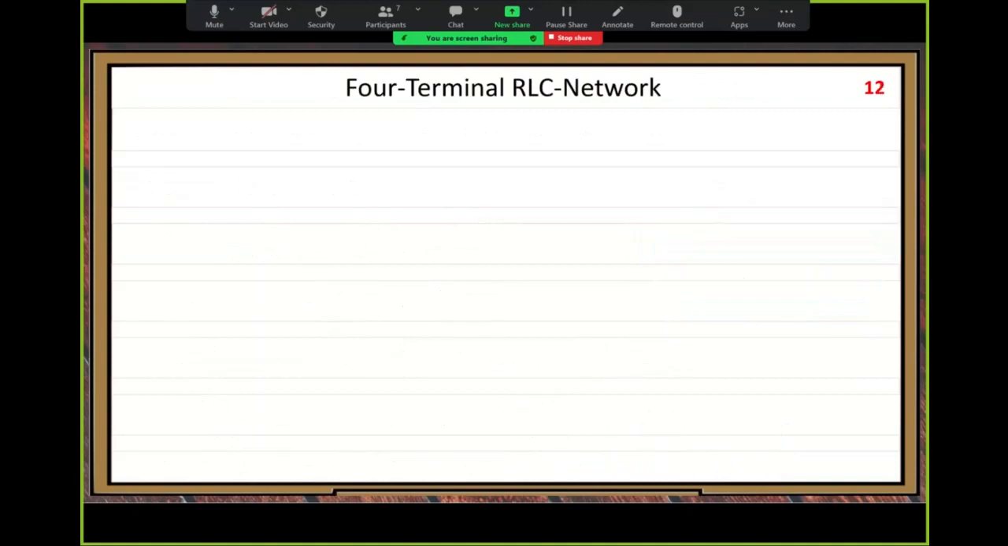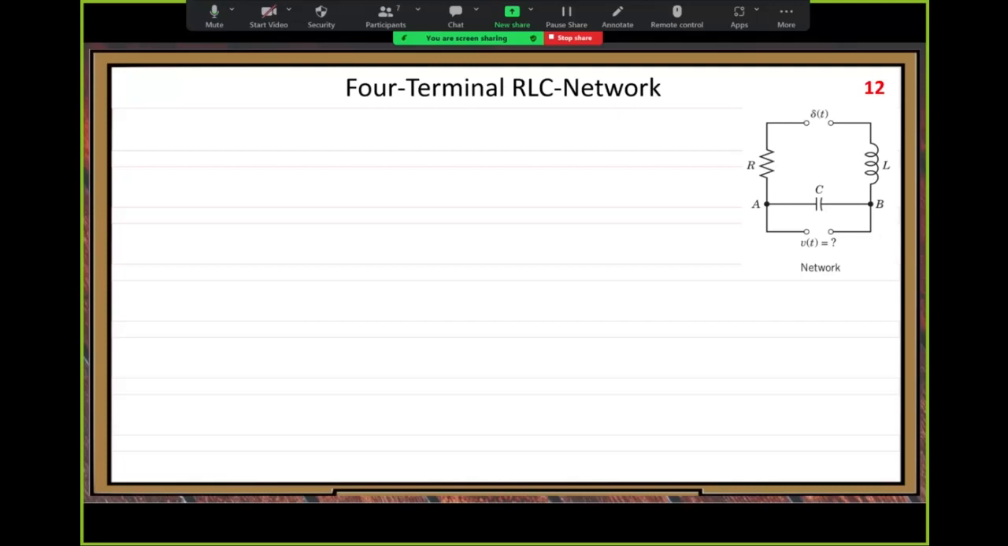Second one, four terminal RLC network. Look at this, this means four terminal. Two terminals for one voltage function, but we need to calculate the second voltage function. For the first two, that's the input. This is the output.